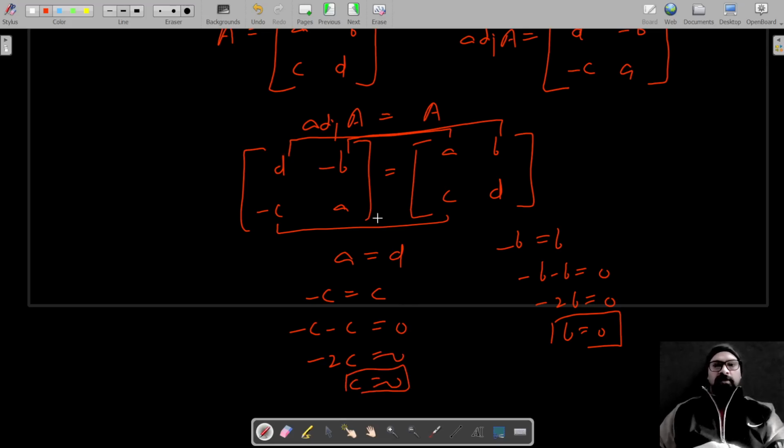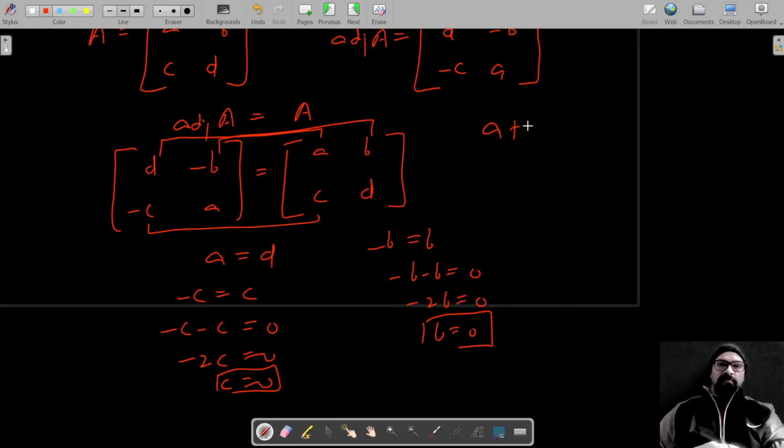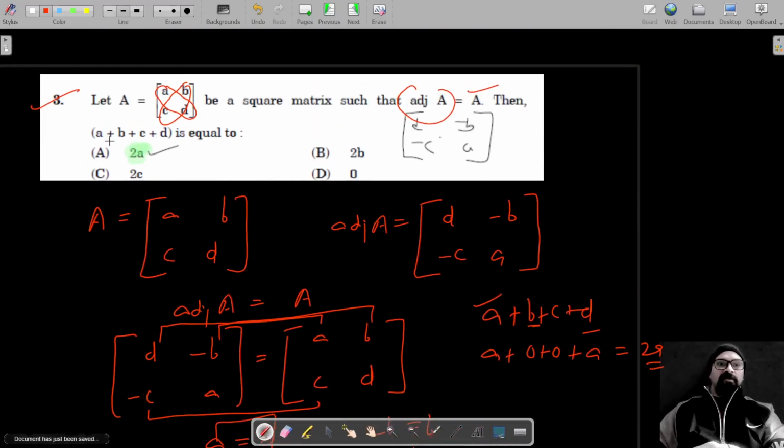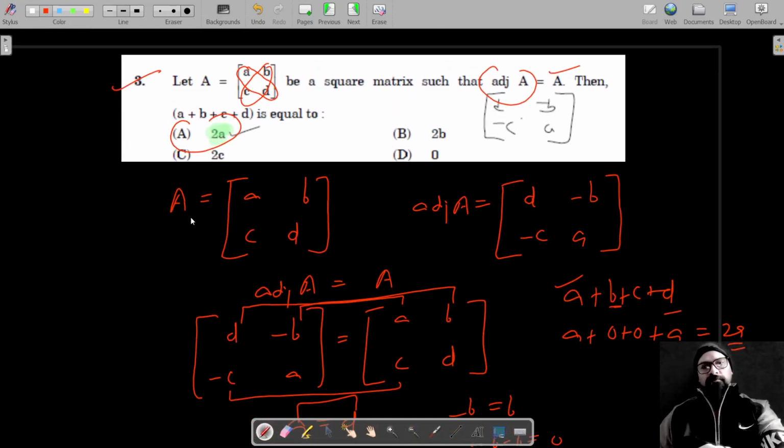Now A is equal to D. So let's now find out the value of A plus B plus C plus D. So A plus B plus C plus D. Now A and D are equal. Now B is 0, C is 0, and D and A are equal. So I can assign the value A. So this is 2A. So 2A is the correct option for question number 3. And we move to question number 4.